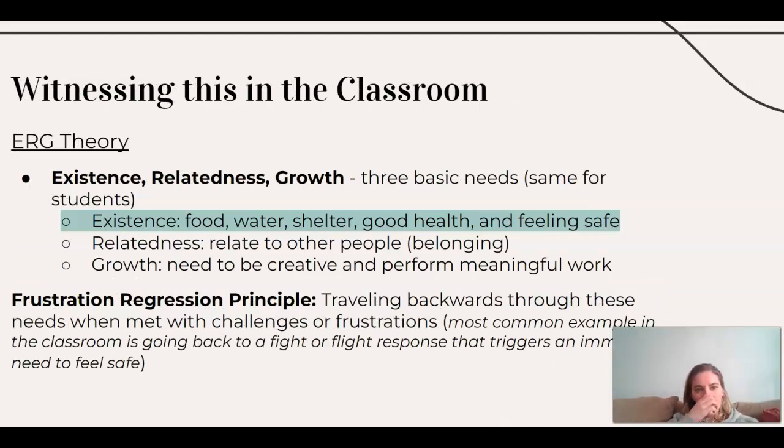Witnessing this in the classroom, all of these things are constantly present in my classroom, and I feel like I've sprinkled examples throughout the presentation, but the ERG theory was fascinating. I'd never seen it presented like that before. Existence, relatedness, and growth are the three basic needs, and it's the same thing for students. So if you're presenting a new concept, talk about its existence, how it relates to what you're talking about, and how you can grow with that. But also, a student needs food, water, shelter, good health, and feeling safe. Relatedness: the student needs to relate to other people. And growth: a student needs to be creative and perform meaningful work.